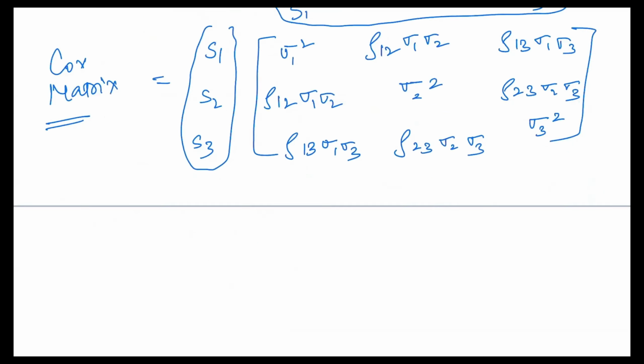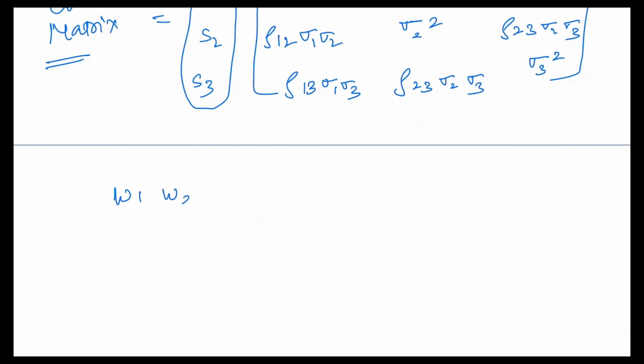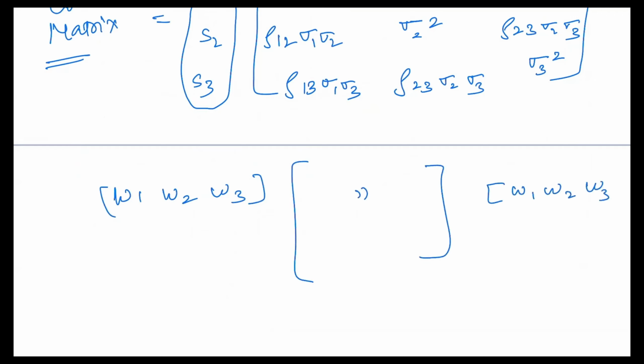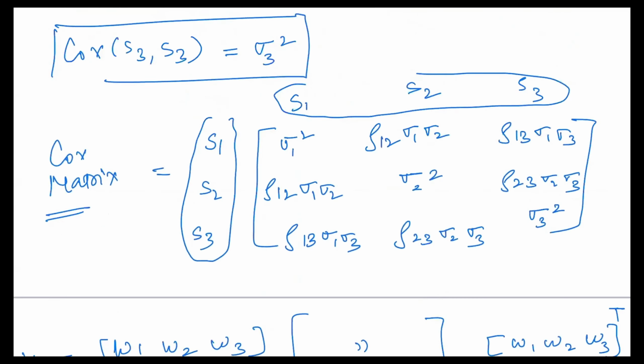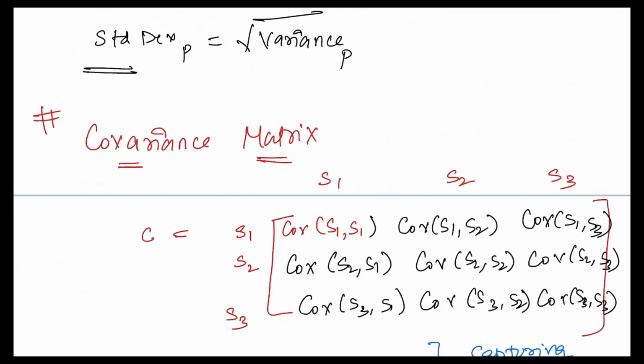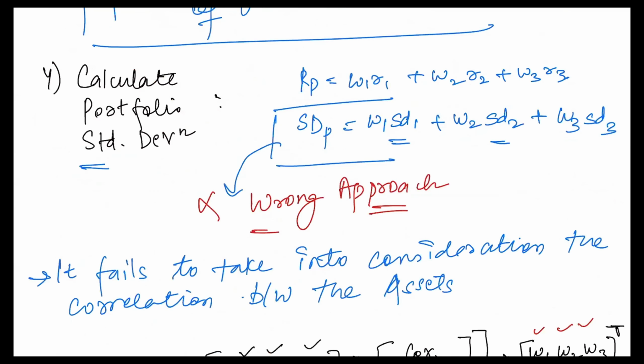So now what we'll do is multiply the weights W1, W2, W3 with this covariance matrix, and then multiply by W1, W2, W3 transpose, right? So this will give the variance of the portfolio. And once we get the variance of the portfolio, we calculate the standard deviation of our portfolio by taking the square root of the variance. So this was our fourth step of calculating the standard deviation of our portfolio. Now let's deep dive into our fifth step.